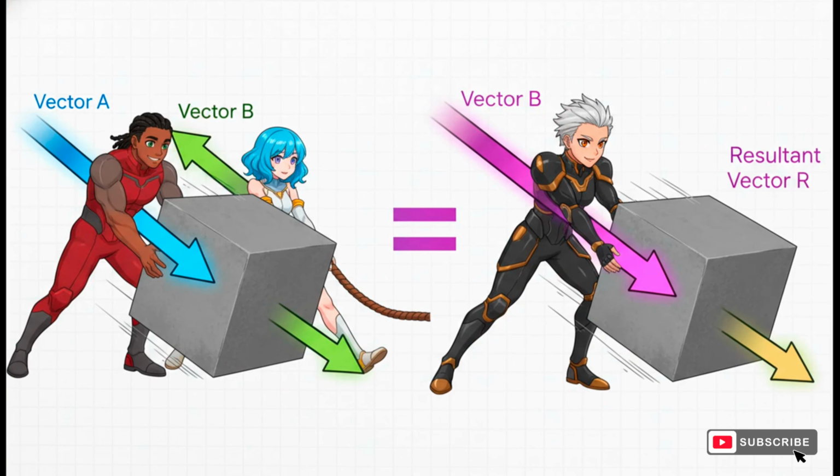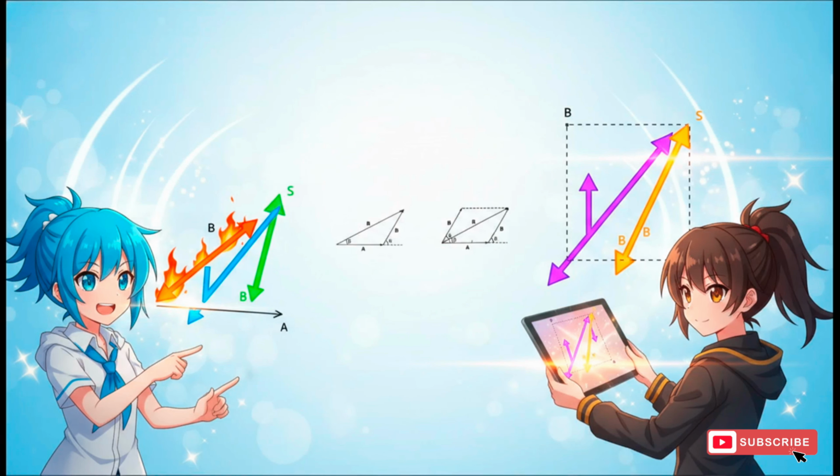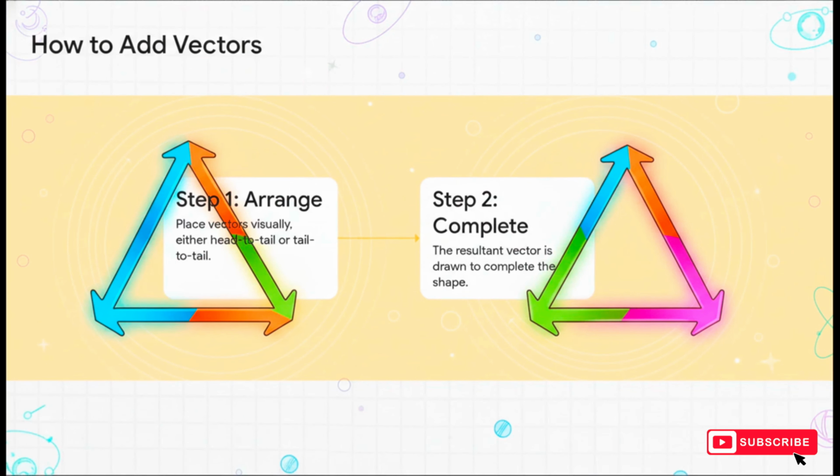All right, what about combining vectors? This is called vector addition, and we do it to find the resultant. Visually, there are 2 main ways to do this, the triangle law and the parallelogram law. The method's super simple. You just arrange the vectors and then draw one more to complete the shape.